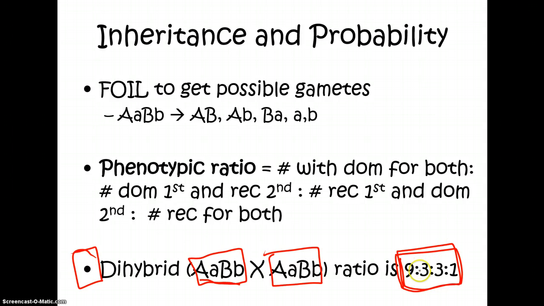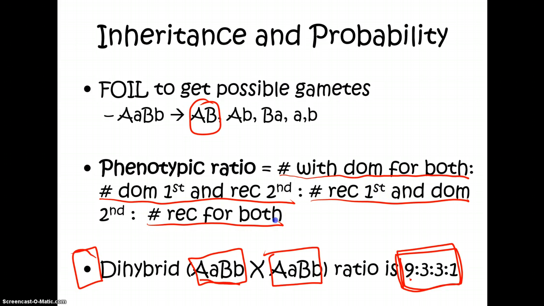The other thing you need to understand is what those numbers mean. So just real quick, that 9 means this is how many of the offspring are going to carry the dominant alleles for both traits. The first 3 means this is how many are going to carry the dominant allele for the first trait and the recessive for the second trait. The second 3 is how many are going to carry the recessive allele for the first trait and the dominant allele for the second trait. And then the last one, that 1, is how many are going to be recessive for both.